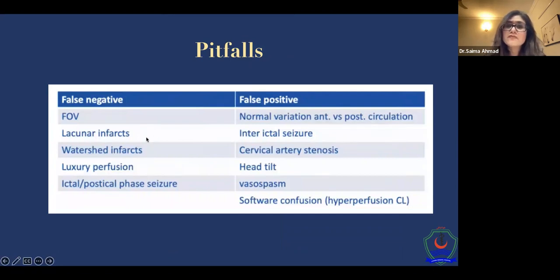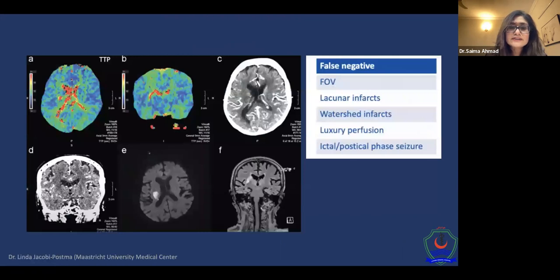Of course, in lacunar infarcts, it is very difficult to pick up any change in the CTP, more than in watershed infarcts, and likewise in seizures. And there is a list of conditions in which you have false positives. You should be aware of all this. So this is the example.